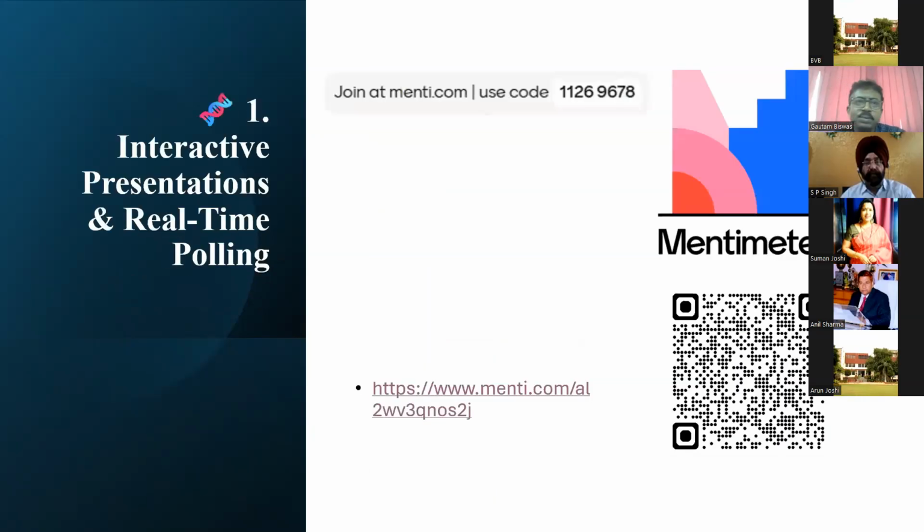Now, many of you have heard about Mentimeter. I don't know how many of you have used this Mentimeter. If you are using a laptop or desktop and have a spare mobile, you can scan the QR over here, or you can click on the link and you will get a question. Okay, so I'm clicking it over here and we reach a page.